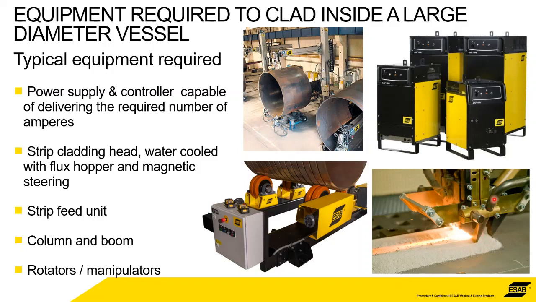This mentions magnetic steering, and these are electromagnets that put a magnetism, if you like, into either side of the strip, and you can use that to change the shape of the weld bead. Really, it's not always required. If you were welding strip that was 150 millimeters wide, for example, then yes, you would need to steer the molten weld pool. So yeah, it's a strip cladding head.